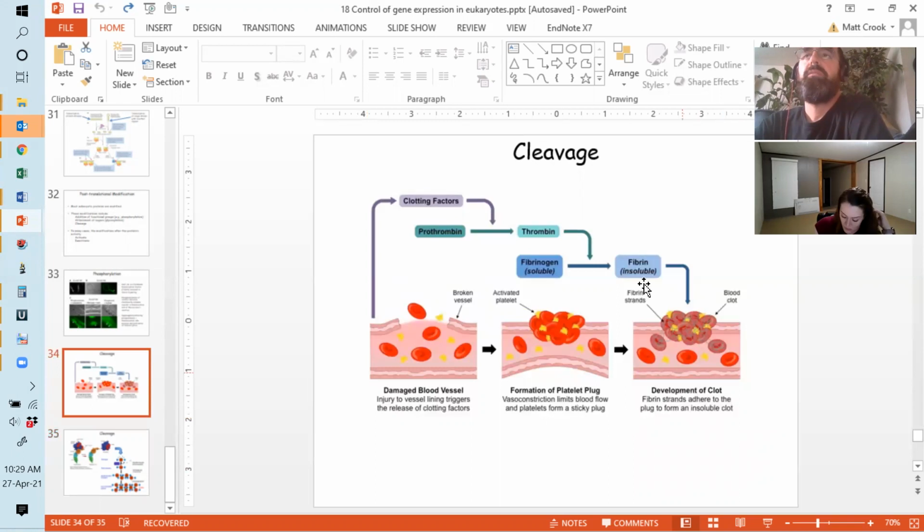So this is a pretty exquisitely controlled process, right? Which you want to occur very quickly when you need it, and to never occur when you don't. And so the control of this is actually, I think, pretty cool. And it's also a great example of protein cleavage resulting in active protein.